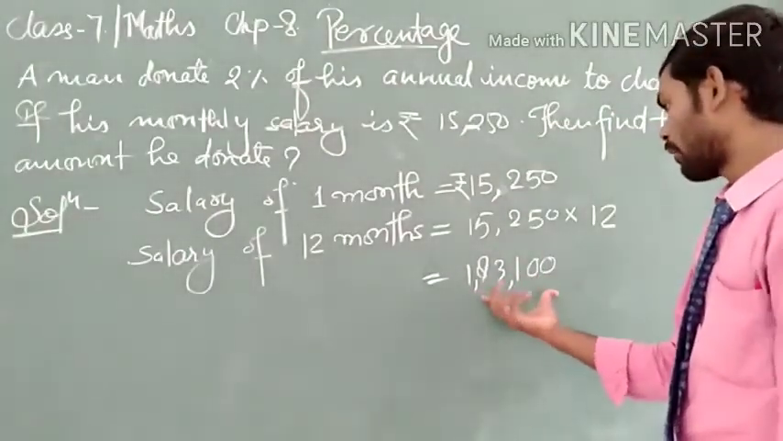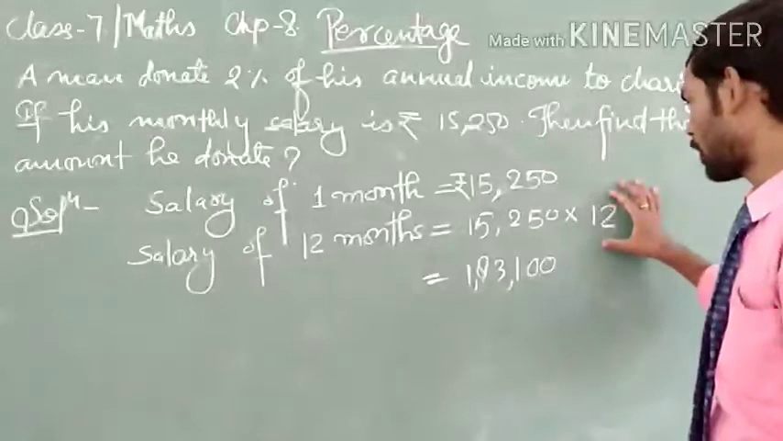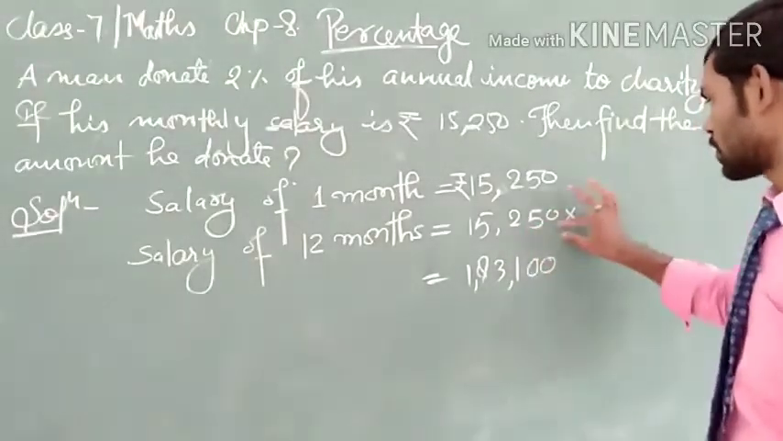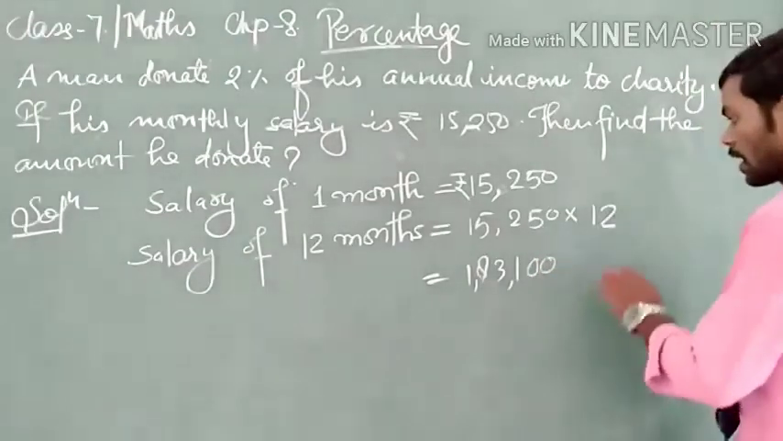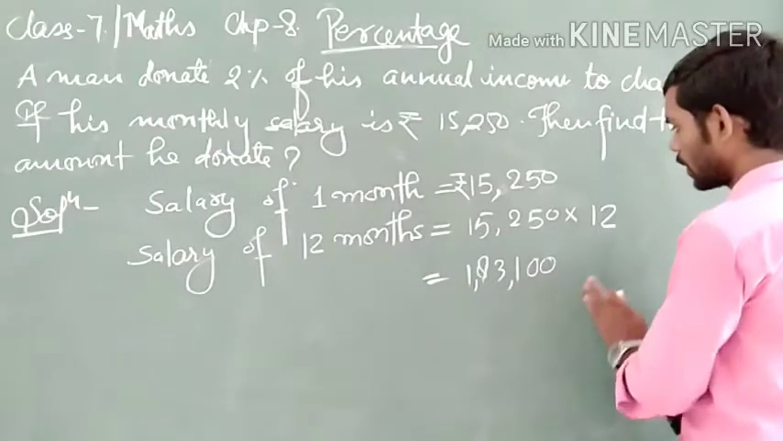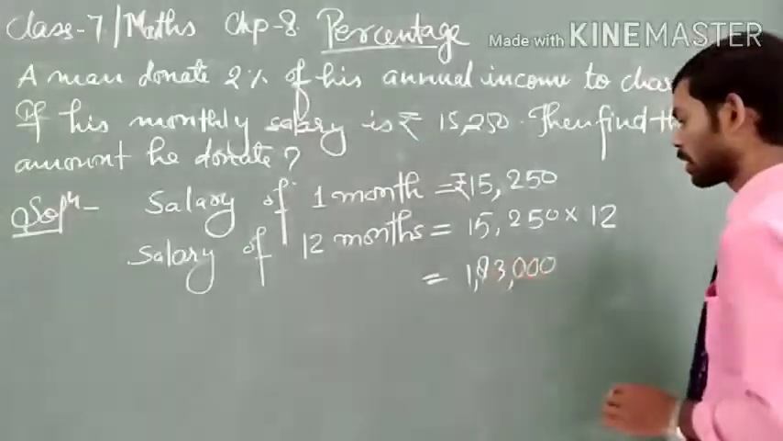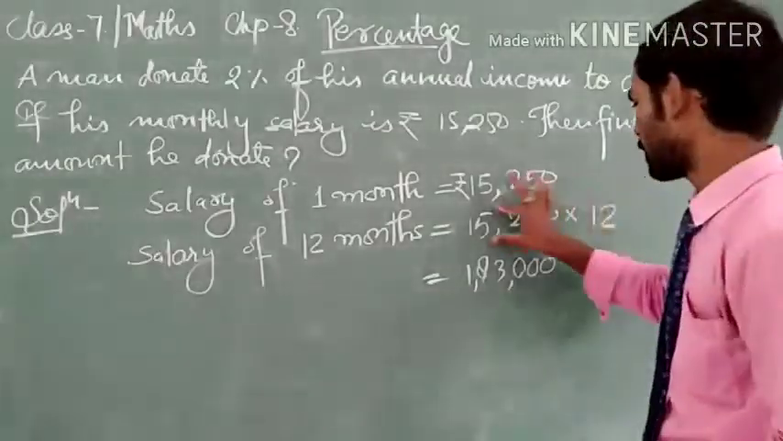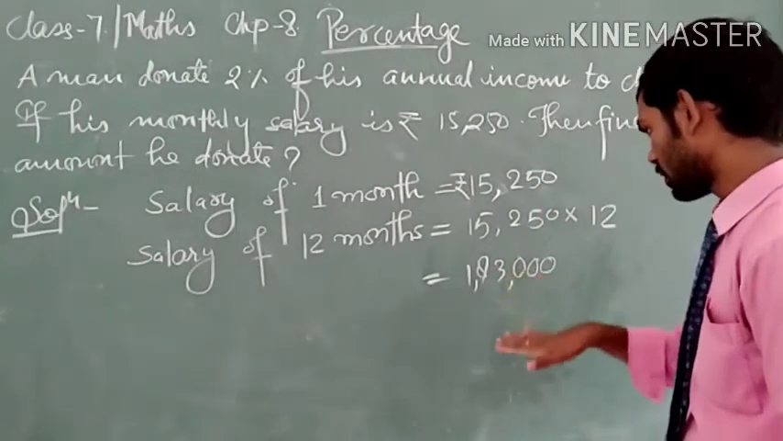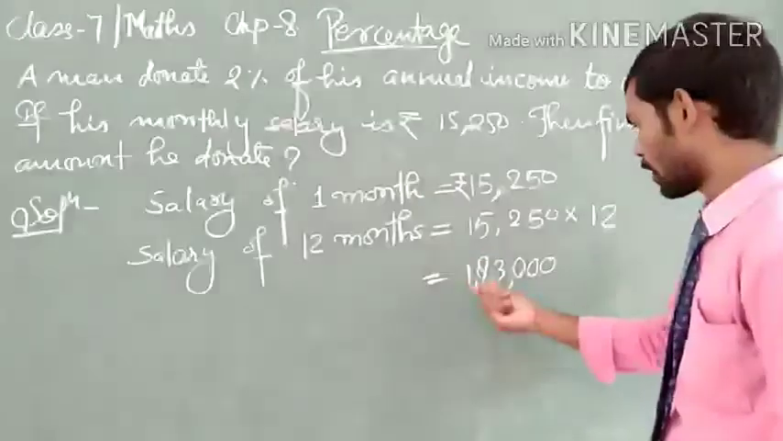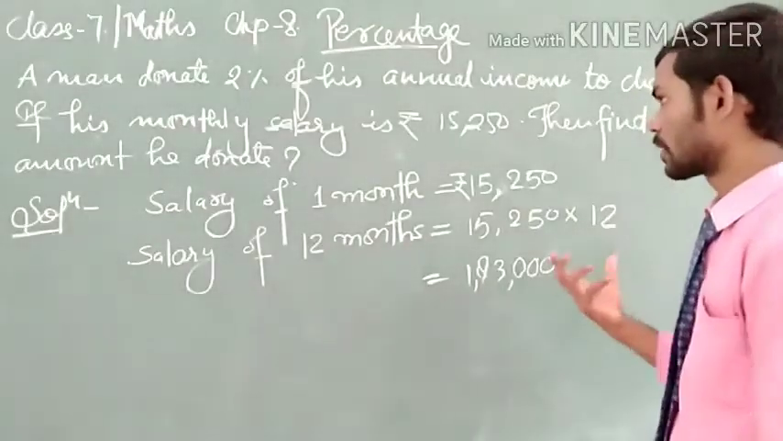Here we have to find the product of 15,250 and 12. So here I multiplied by 12: 12 times 0 is 0, 12 times 5 is 60, and 12 times 2 is 24, 24 and 6, 30, carry 3, 12 times 5 is 60, 60 plus 3 is 63, carry 6, 12 times 1 is 12, 12 plus 6 is 18. So this is the annual income of the man.